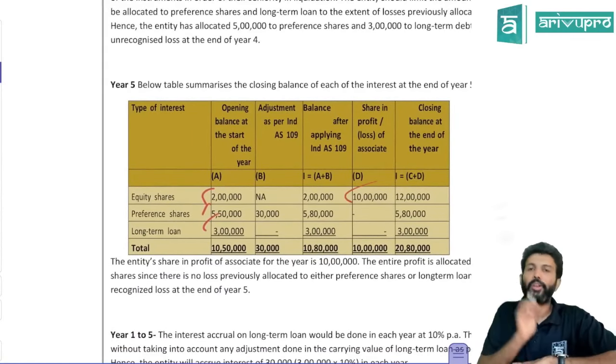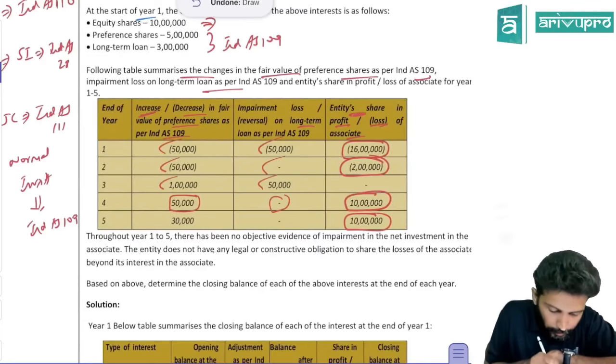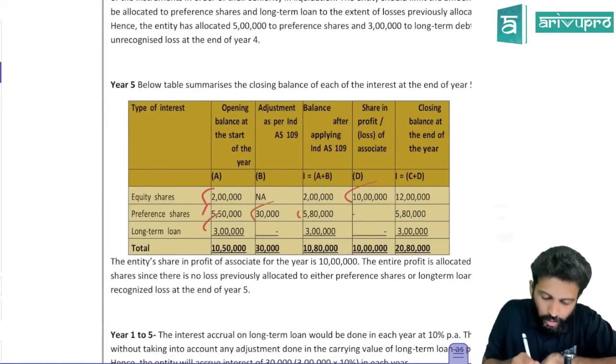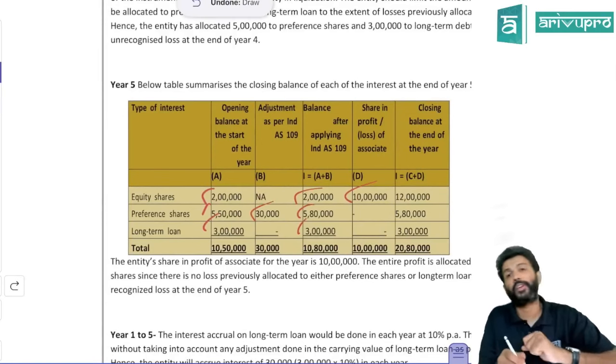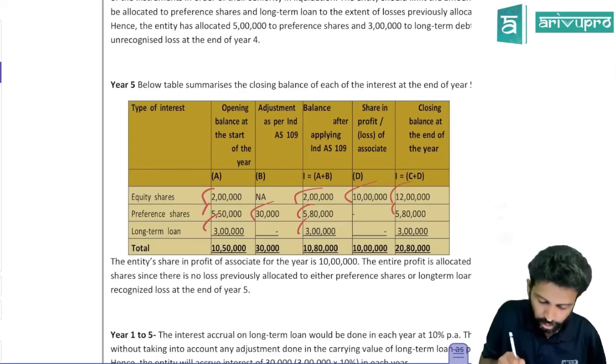So this 10 lakh, you will only give it to the associate. What about this? This is the fair value adjustment. I think there's some fair value adjustment in year 5 also. Preference shares is increased by 30,000. There is nothing here. So here is 30,000. So this is the revised balance. Associate share of profit of 10 lakh, you will only adjust it with equity shares because others have already been restated. So this is the balance.